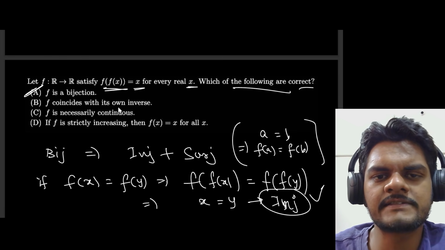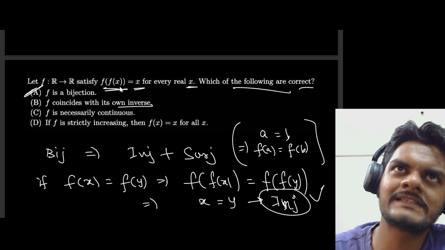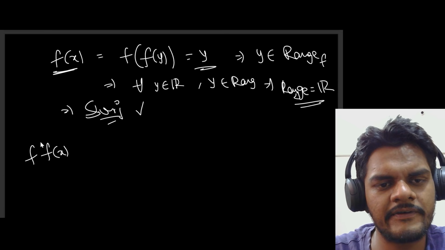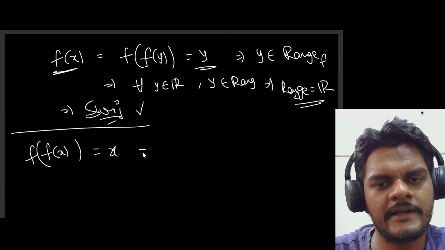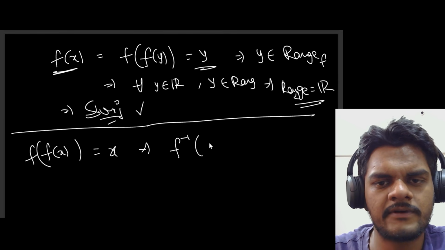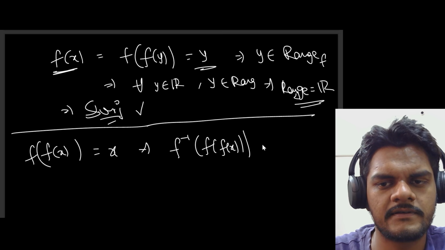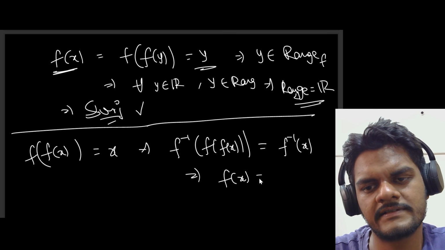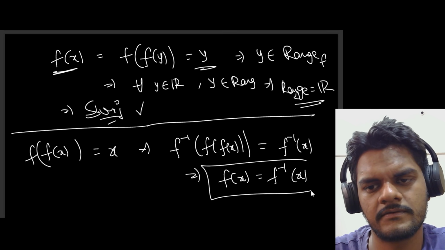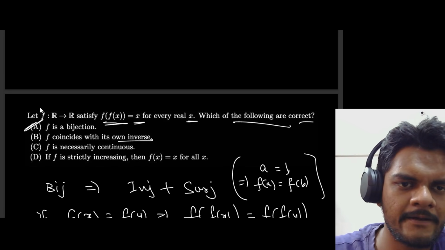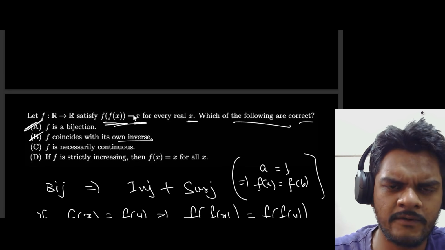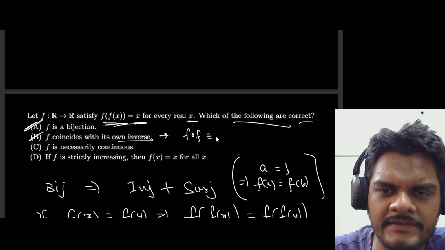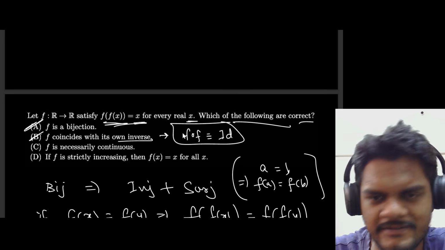F coincides with its own inverse. Now, since it is a bijection, we can talk about inverse. So f of f of x is equal to x implies f inverse of f of f of x is equal to f inverse of x. That will imply f of x is equal to f inverse of x. Very interesting. So it is coinciding with its own inverse, obviously. This is also very obvious because f composed with f is identity. So it is kind of obvious.